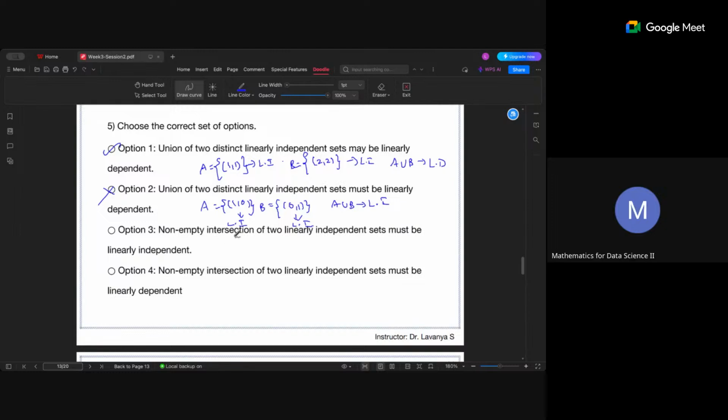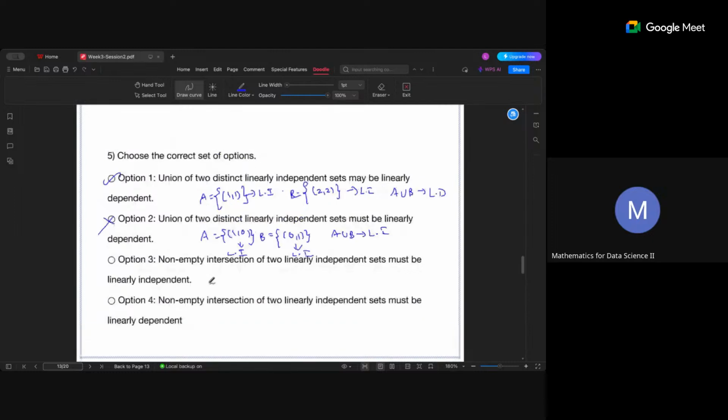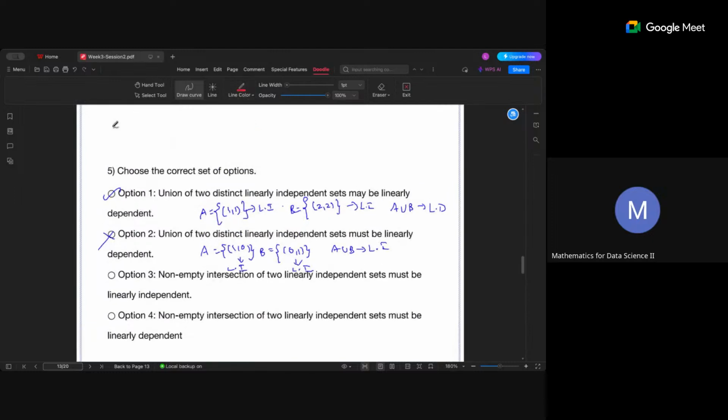See, what happens is that just like we saw that any superset of a linearly dependent set is linearly dependent, we also have the statement that any subset of a linearly independent set is linearly independent. True or not? Right? So this is also easy to verify.